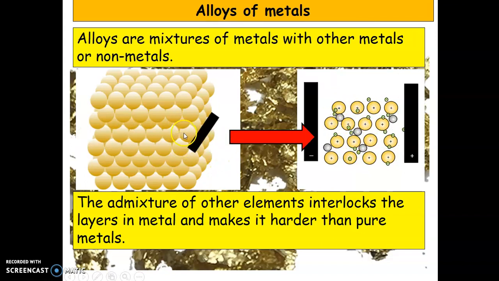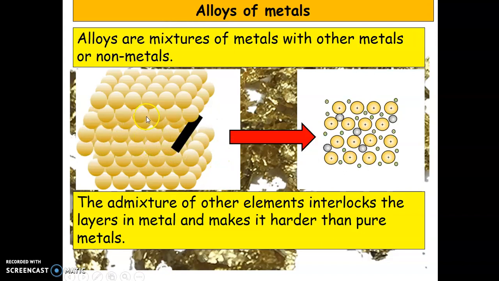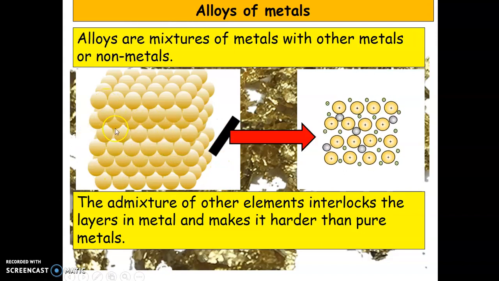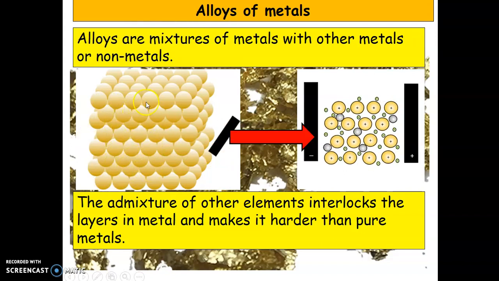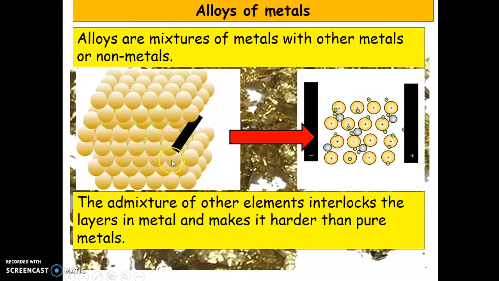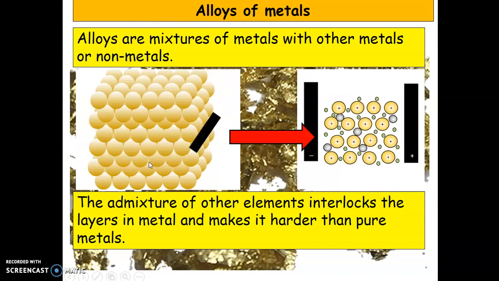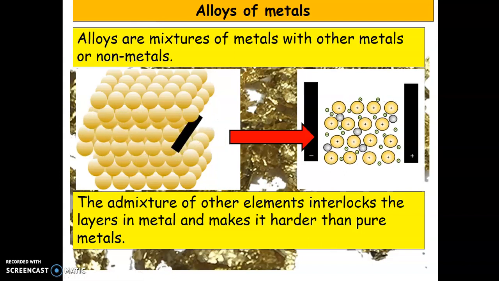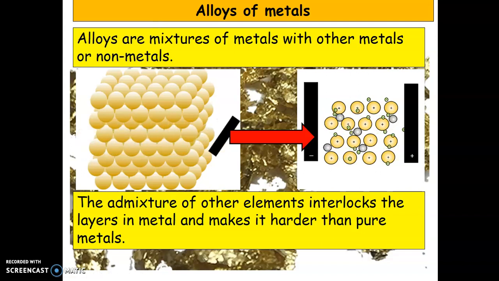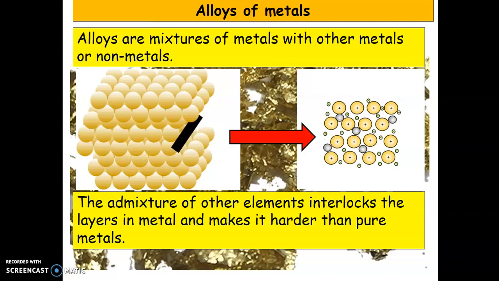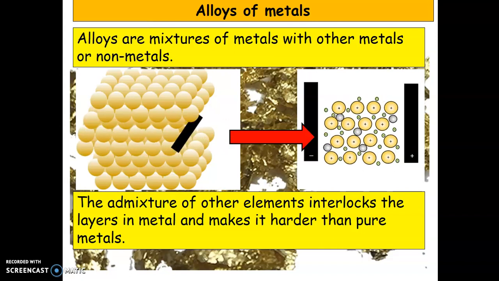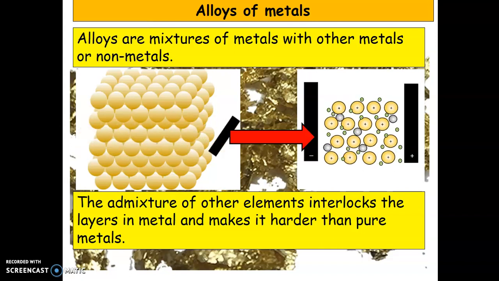So if you all of a sudden have different sized atoms within this structure, to make an alloy, if you mix it with a different element, those different sized atoms will stop the layers sliding so easily. That means the layers lock, and therefore the alloy can take more force before it changes shape than the pure metal. That's why we tend to use alloys for things rather than pure metals.